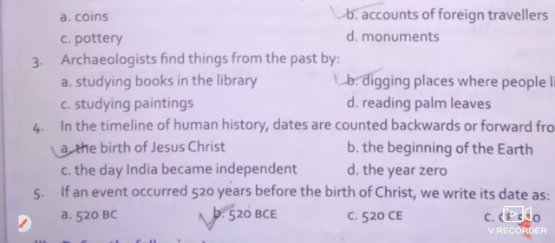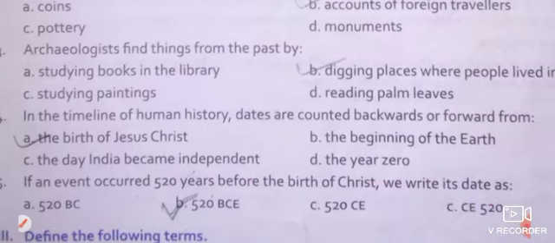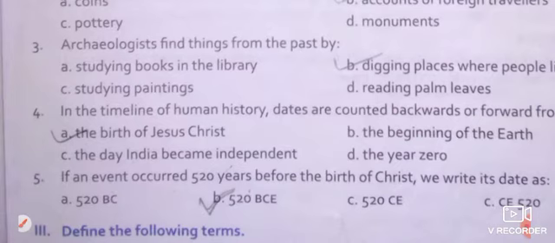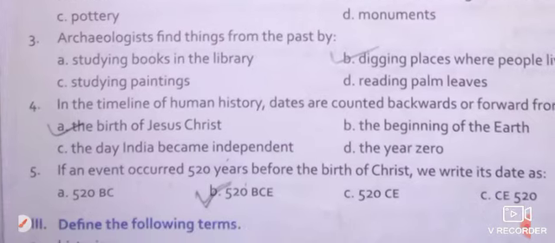Now let's move on to the fourth one. In the timeline of human history, dates are counted backwards or forward from. So, dates are counted backwards or forwards from the birth of Jesus Christ. So here option A is the correct answer. So you have to tick on option A.